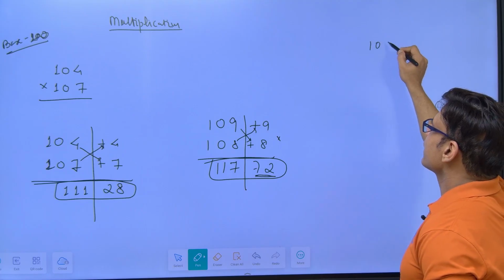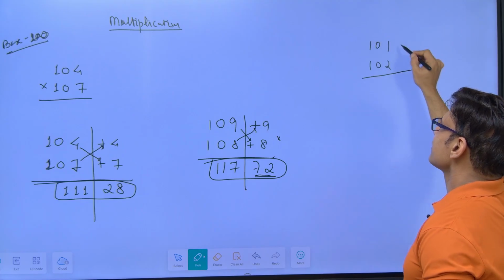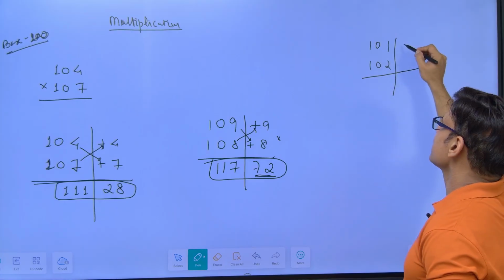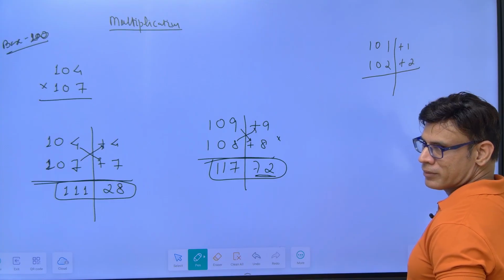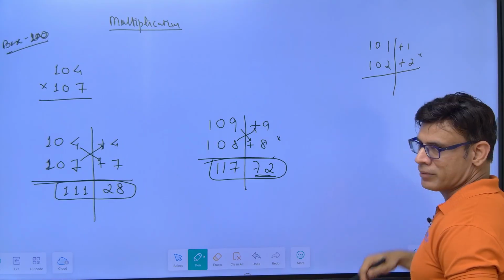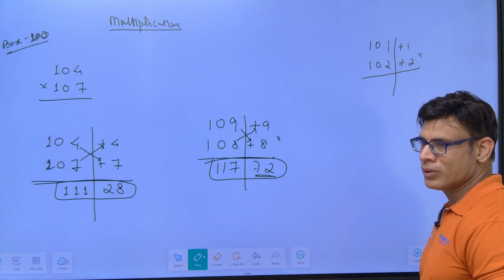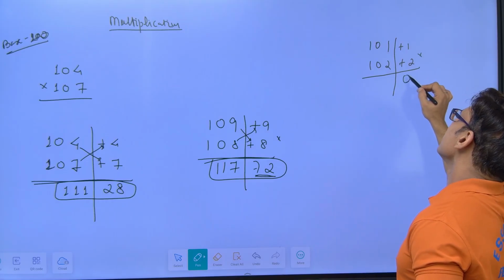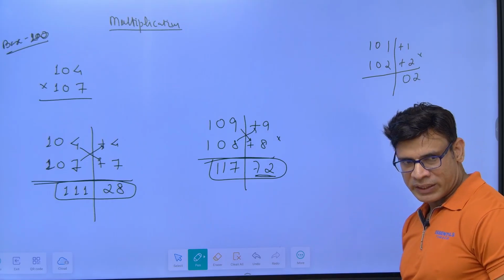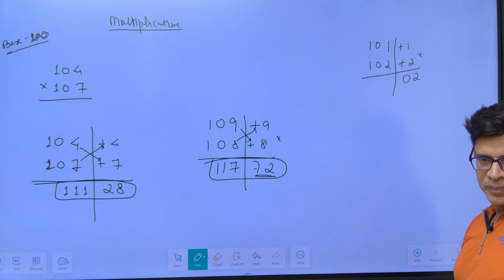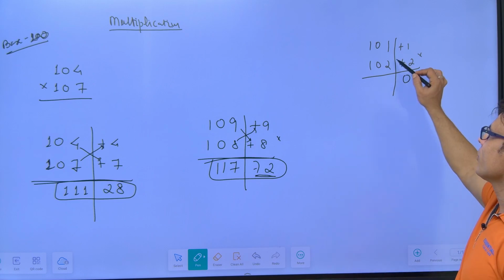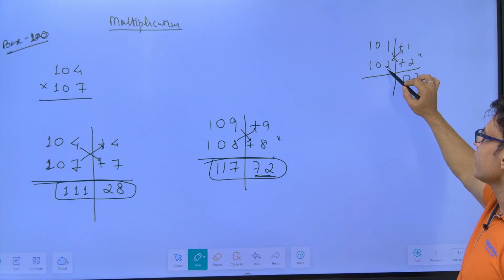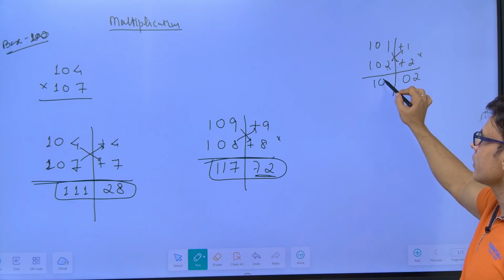So if I have to multiply 101 into 102, how much is this? Plus 1, plus 2. How much will this be? We have to multiply 1 into 2, or something else called 02. 2 digits, right? In maths you never write 1, 2. 01, 02, 03, 04. James Bond says 007. And here you have to cross addition of this. 102 plus 1 or 101 plus 2. How much is it?